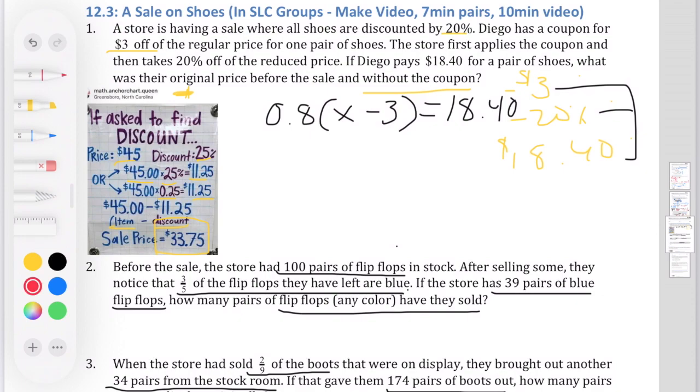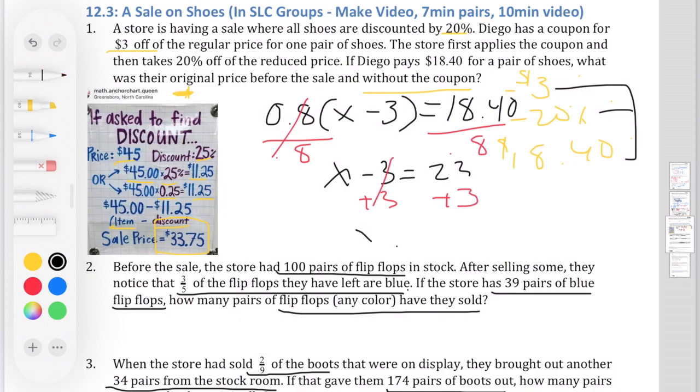Well, when I divide both sides by 0.8, 18.40 by 0.8, I'm going to get x minus 3 equals 23. And then, of course, the opposite of subtracting 3 is to add 3, so I do it to both sides. And I find that x equals 26, or the original value of those shoes was $26. And I'll go ahead and put that right there.